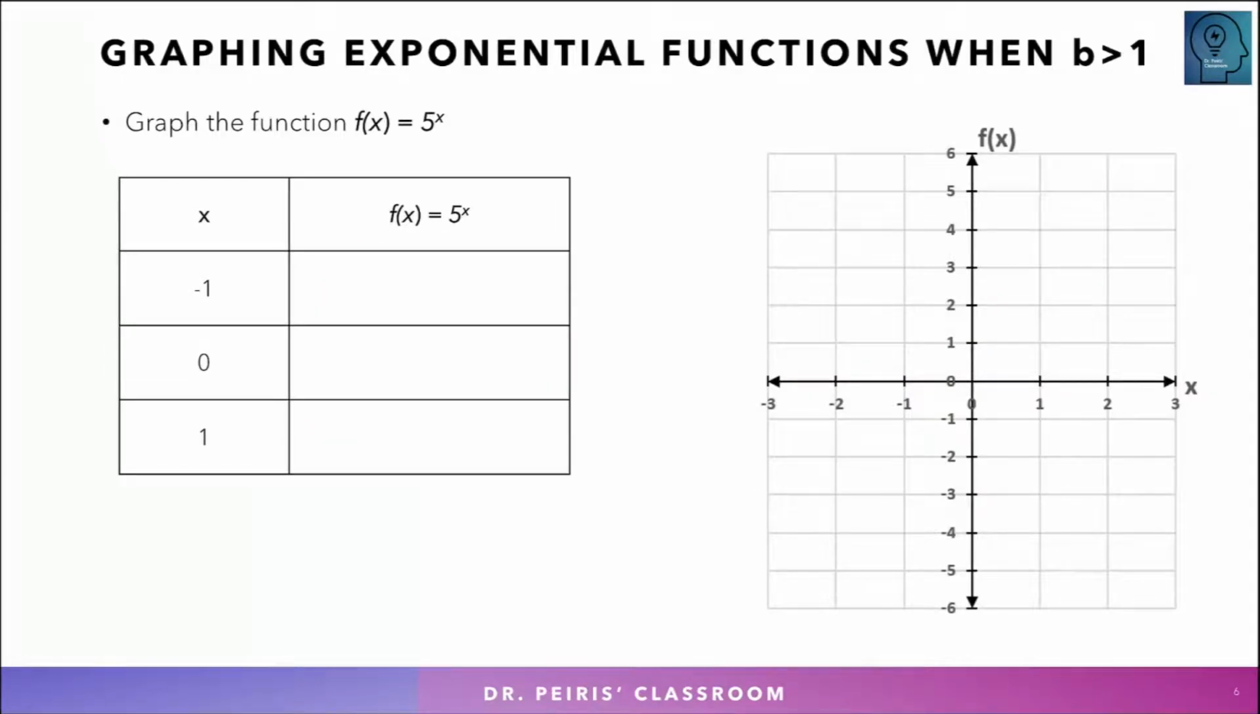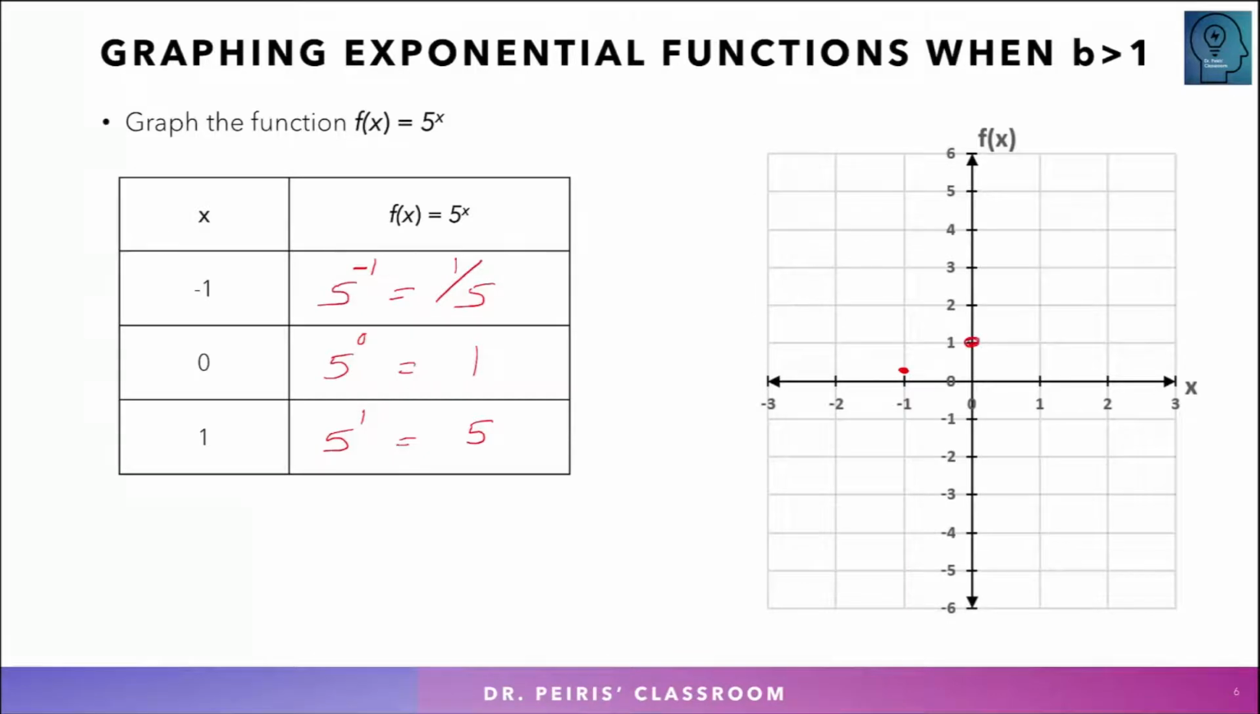Let's see another example. Here we're going to graph f of x equals 5 to the x. It's the same procedure. Substitute x equals -1 in the first one: 5 raised to the -1, which is 1/5. Second one, x is equal to 0, so 5 to the 0, which is 1. Third one, x is equal to 1, 5 raised to the 1, which is 5. So the points are -1, 1/5, and the second point 0, 1.